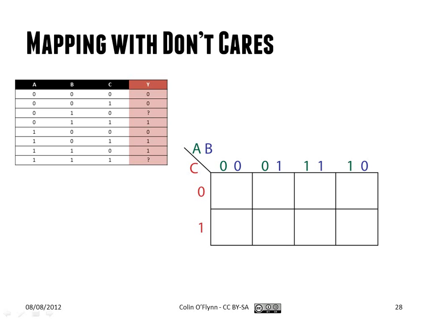So, if you write down 000 is 0. 001 is 0. 011 is 1. 100 is 0. 101 is 1. 110 is 1. So I have some blank entries here, and those blank entries are the don't cares. So from this, you can see, well, I can do that, and I can do that.